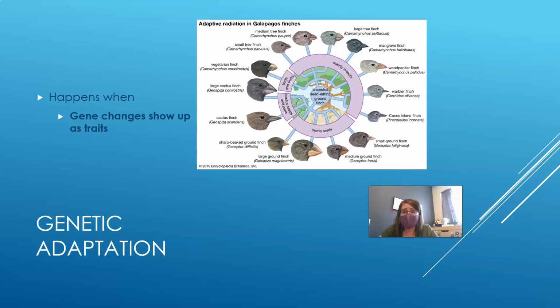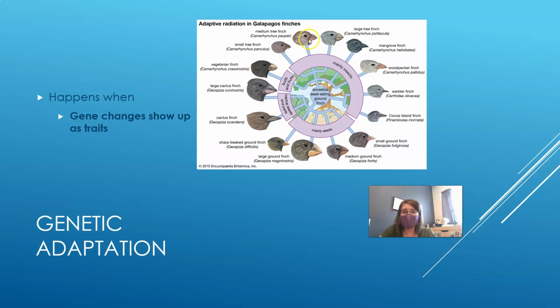When a mutation, a change in DNA that's a mistake, makes an organism more able to pass on its genes because it survives and reproduces, then we call that a genetic adaptation because it happens in the genes and then it shows up in the traits.